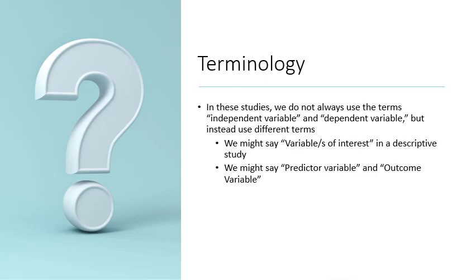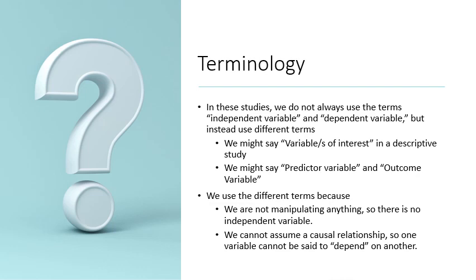So there is some terminology that will be different. We aren't going to use the terms independent and dependent variable in most studies like this. Instead, we might use different terms. You'll see a little bit of this mixed, but typically independent and dependent variable are reserved for experiments. For this kind of work, we might say the variable of interest in a descriptive study, or we might use predictor variable and outcome variable. So look for a little bit different language in these studies.